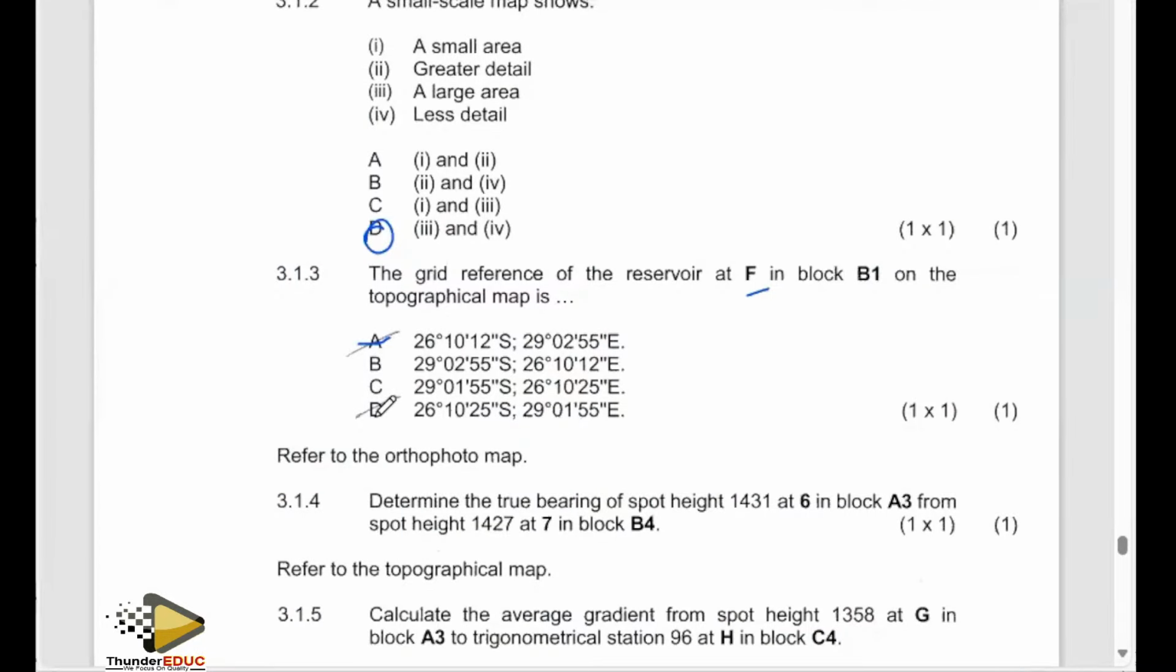It has 26 degrees, which is wrong. This one is also out. It has 26 degrees, which means our correct response should be between B and C. These are the two possible responses. These ones are out. We have ordered them out.